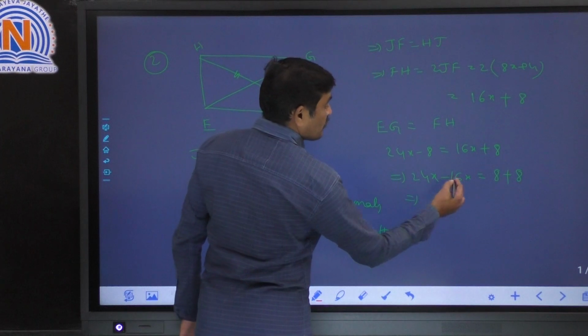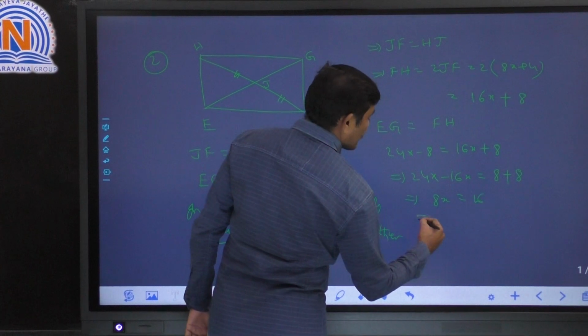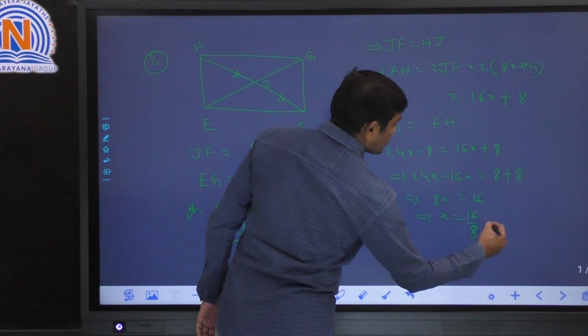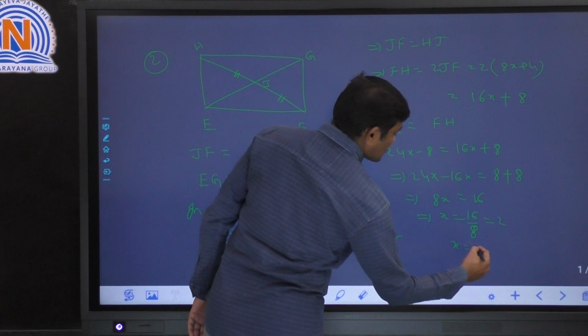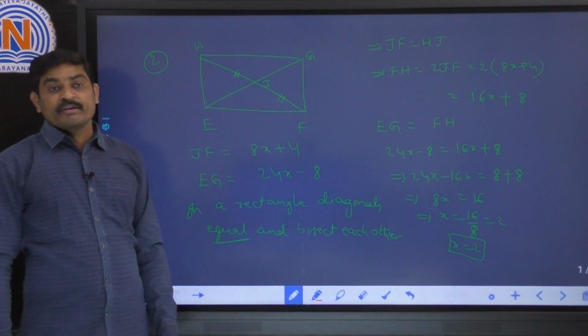Then 24 minus 16 is 8x is equal to 16. That implies x is equal to 16 by 8, which is 2. So x is equal to 2. We need to find just x only. Okay.